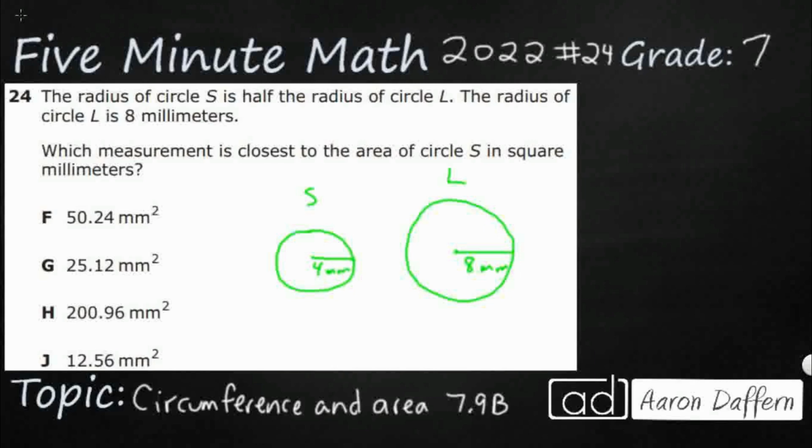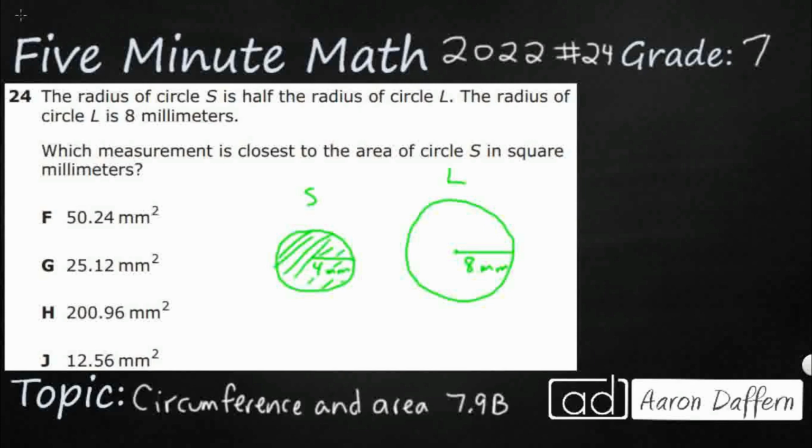So we have to do all this work to visualize it first. What measurement is closest to the area of circle S? So we're looking for the area of circle S. That's where you put little squares on the inside, but you notice they never gave us the radius for circle S. We had to figure that out. Not that cutting 8 in half to get 4 was difficult, but there's a little bit of work we have to do for this particular problem.